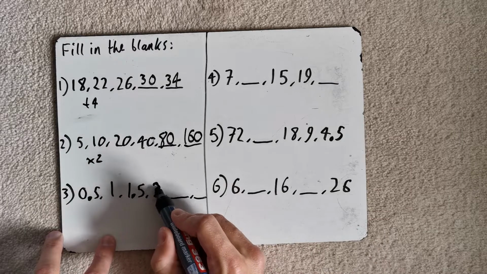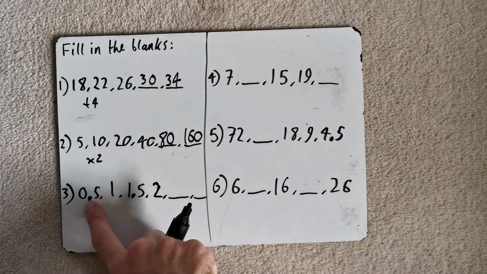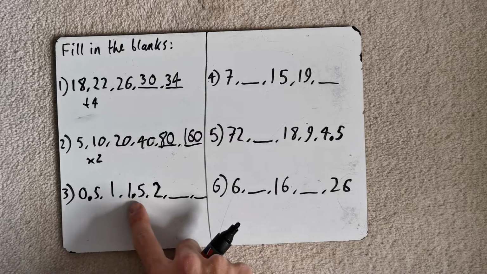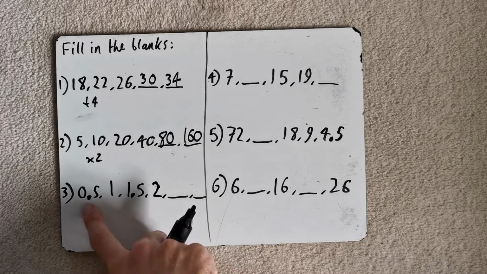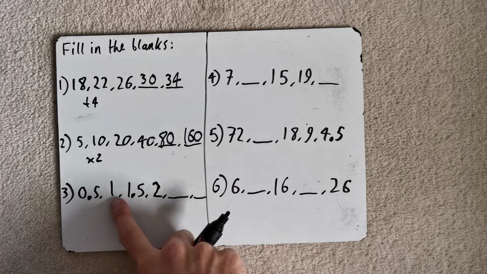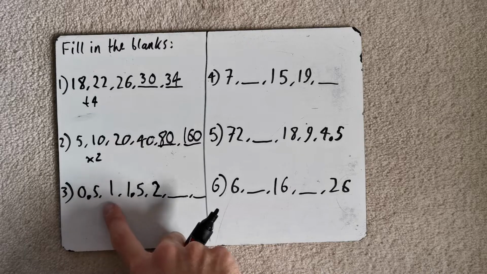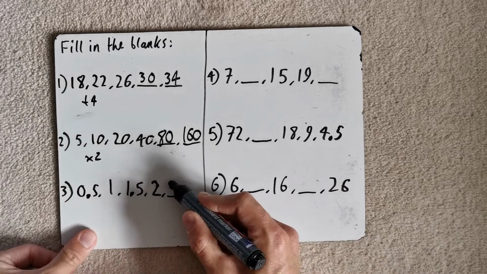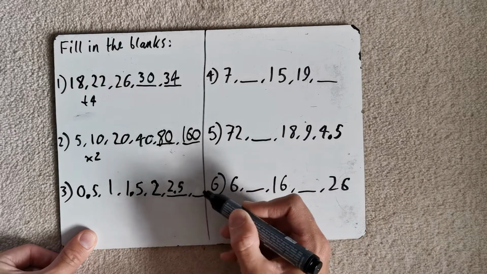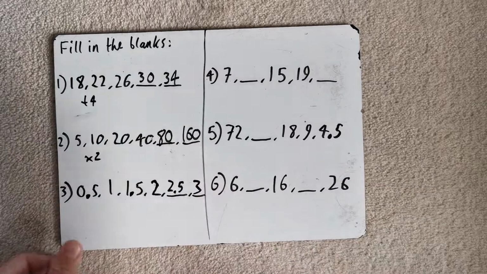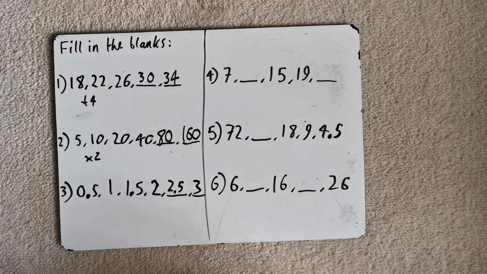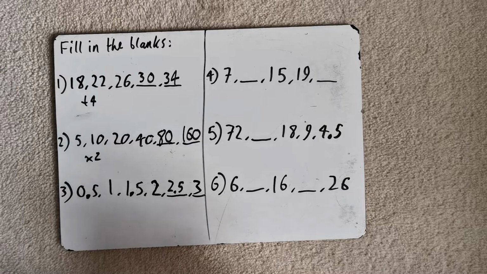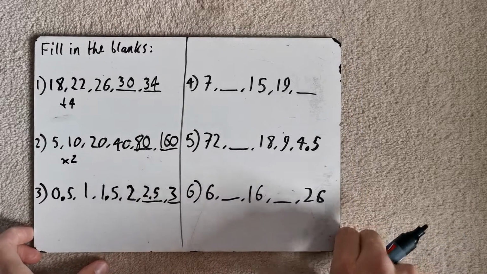A little bit more complicated again. 0.5, 1, 1.5, 2. What's the pattern? You're actually adding 0.5 each time. So if you add 0.5, you've got 2.5 there. Add 0.5, you get 3. Apologies if you can hear the construction site again. They are very irritating. Okay, what's happening with this one?